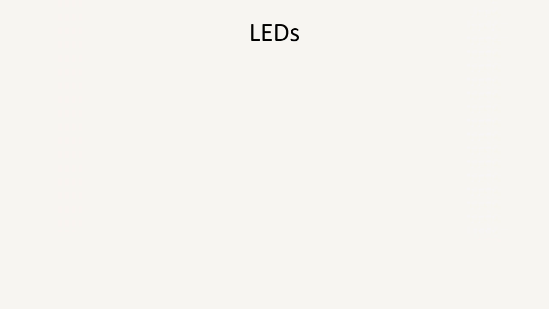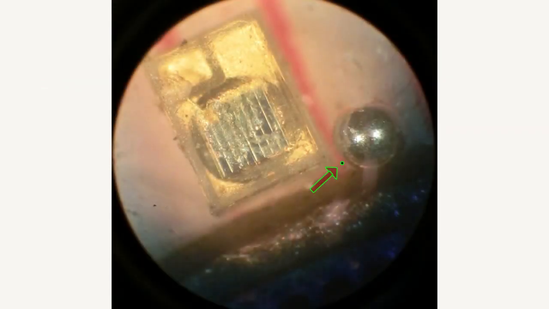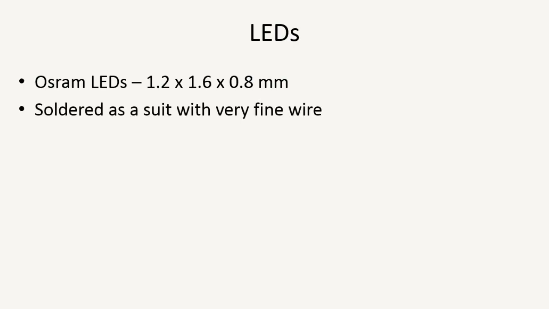serve as a marker, and we found that Osram company manufactures very tiny LEDs. This is how they look. This is how it looks under the microscope, next to the bead that we initially intended to use to glue onto the cuticle of the caterpillar. I admit that the LED is larger, but we thought it would work. We succeeded in soldering these into a suit with a very fine wire, and stitched it to the cuticle of the caterpillar.